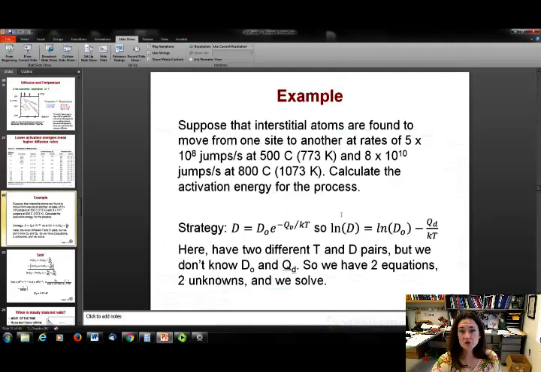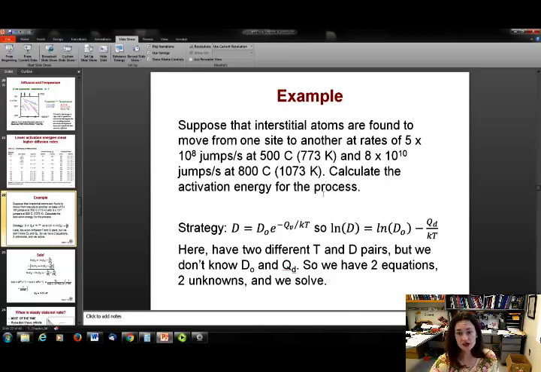All right, let me do an example problem for you on the temperature dependence of diffusion. Suppose that interstitial atoms are found to move from one site to another at rates of 5 times 10 to the 8th jumps per second at 500 C and 8 times 10 to the 10th jumps per second at 800 C. Calculate the activation energy for the process.